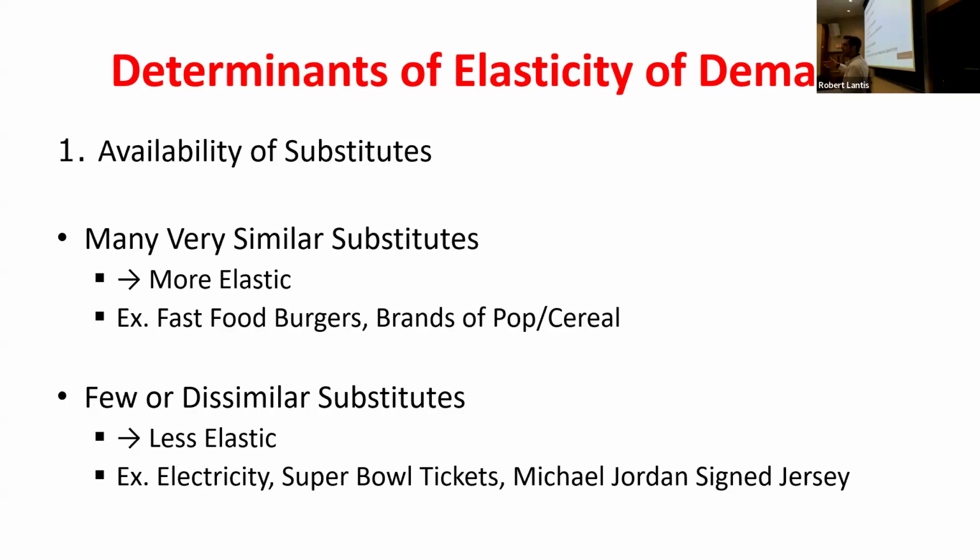Memorabilia, like signed jerseys or whatever you think about. Once again, if you really want that, maybe there's not one of them, but there's very few. Right? If I really want a Michael Jordan signed jersey, there's probably only a few that exist. I can't respond to price changes because if I really want that good, I've got to pay whatever price they're charging. I don't have a lot of available substitutes. I'm going to be pretty inelastic.